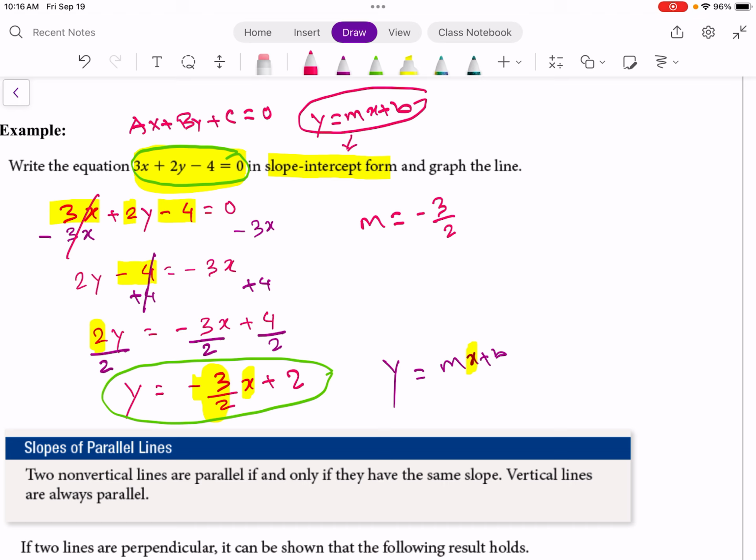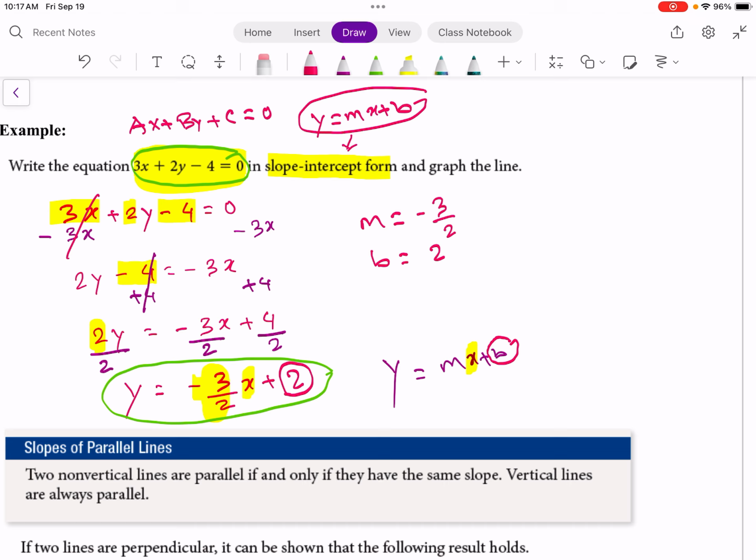And what is b? Our b is a constant. And what do we have as a constant? 2. And this 2 is the y intercept. m is the slope, b is the y intercept. m, the slope, is the coefficient of x, and b is a constant.